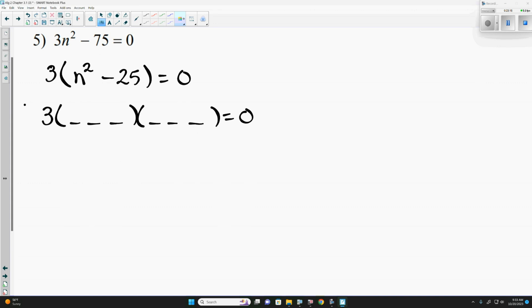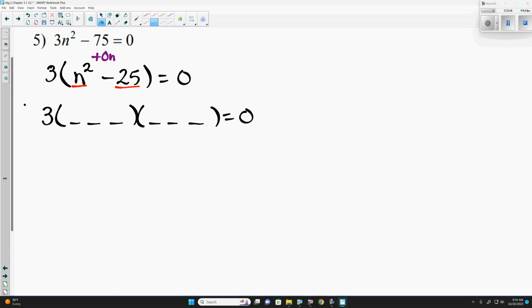For this one here, the middle term would be a number times n, yes? Do we have it? No. So realistically, it is there. It's just 0n. The middle term is 0. So when we find the middle term, we want it to be 0. Now, this doesn't change any of the steps. The negative 25 is still technically the third term.